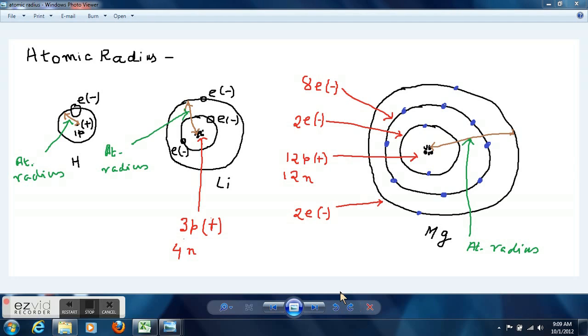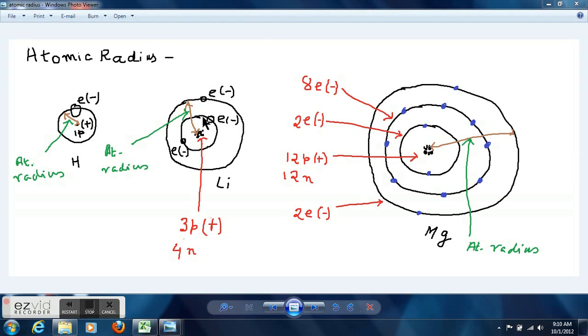Let us take the case of hydrogen. Hydrogen is one of the simple atoms having one proton at the center and one electron which is having only one shell. So the atomic radius in case of hydrogen is the distance between the nucleus and the outer shell. So the atomic radius is basically a distance. Of course it is very small.